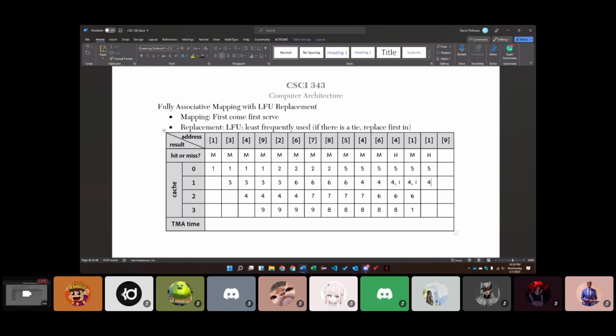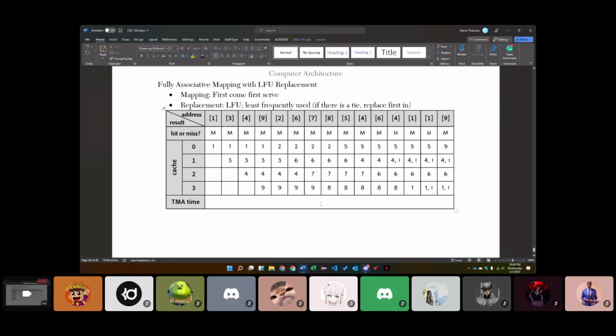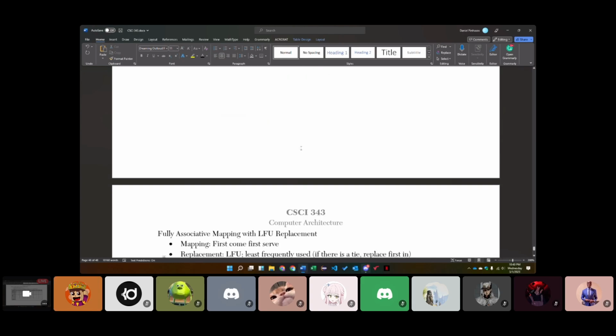One is a hit. Now one also carries that value because it's been referenced twice already. And 9 is a miss. Between 5 and 6, 5 came in first. So 5 gets replaced. He made 2 hits, 13 misses.